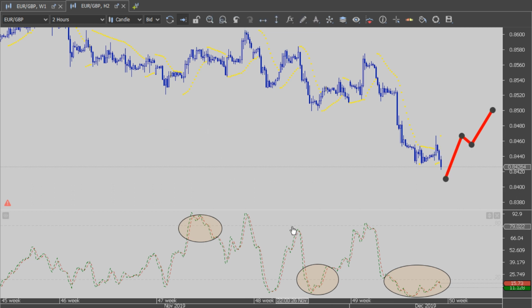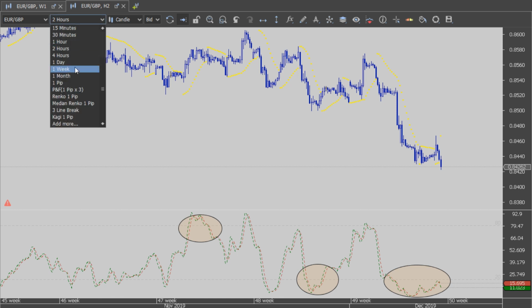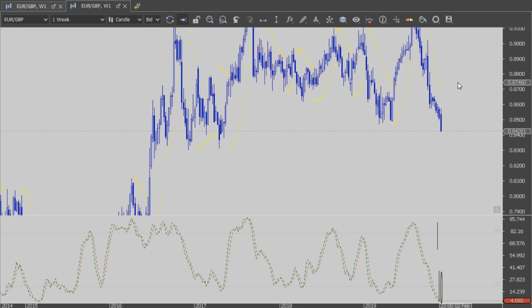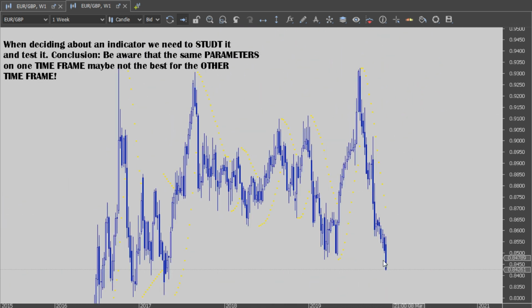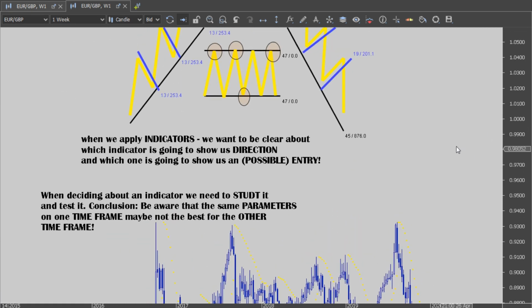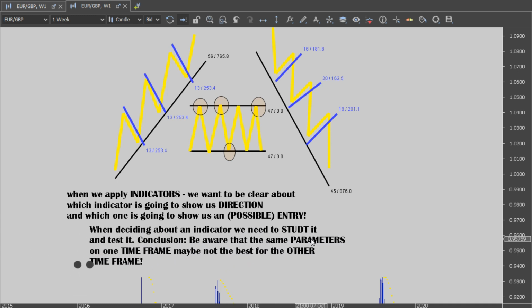Okay, now let's go back to the weekly chart. You can put on your strategy, or you can make indicators a part of your strategy if you want. But remember, if you're going to put indicators as a part of your strategy, you must use it.